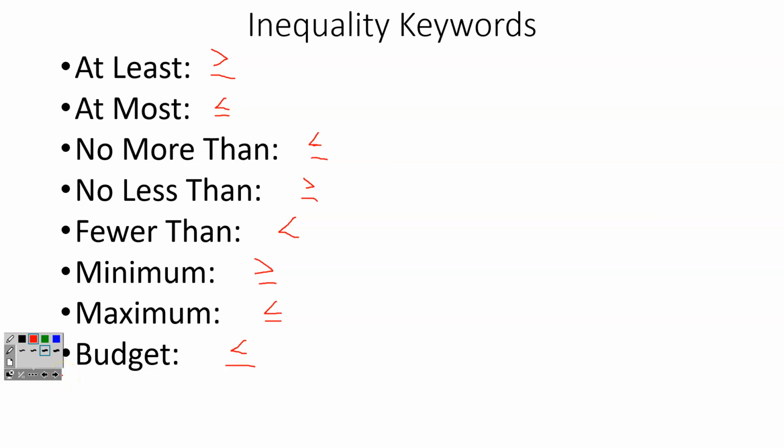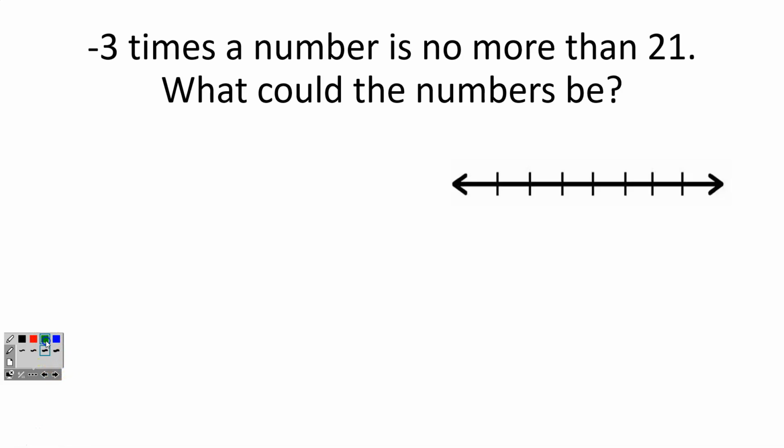So we're going to use some of these keywords today to practice real life inequalities. We start off with -3 times the number is no more than 21. What could the numbers be? Well, I see the key phrase, no more than. I know that no more than means less than or equal to. So I'm going to do -3 times a number, but it doesn't tell me what number, so that's my x. And it has to be no more than 21, so 21 will go on this side.